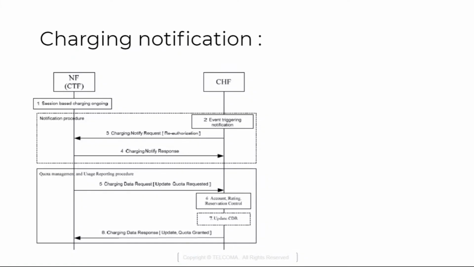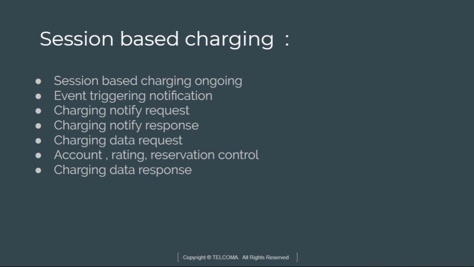Now this is charging notification. The process is again like we have session-based charging ongoing, event triggering notification, charging notify request, charging notify response, then update, accounting, rating, reservation control. We have to update it, and charging response. Session-based charging ongoing, event triggering notification, charging notify request, charging notify response, charging data request, account, rating, reservation control, and response. Thank you.